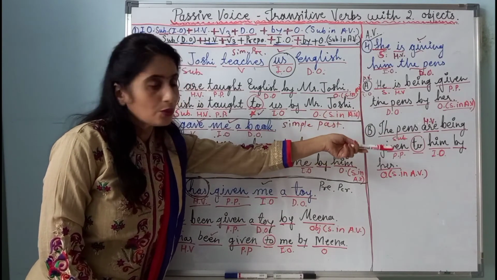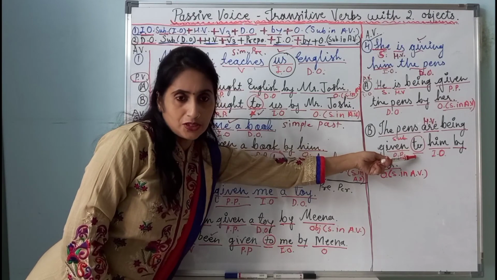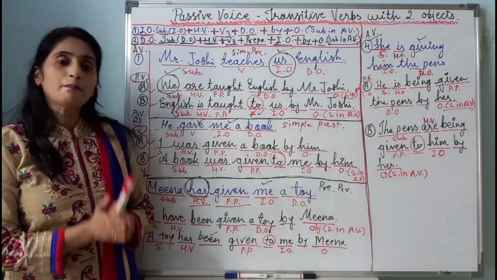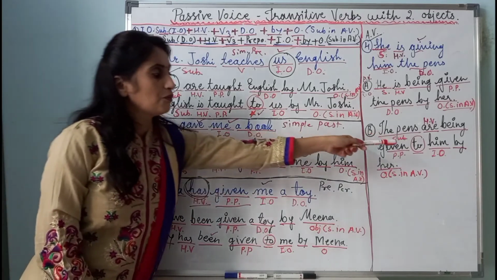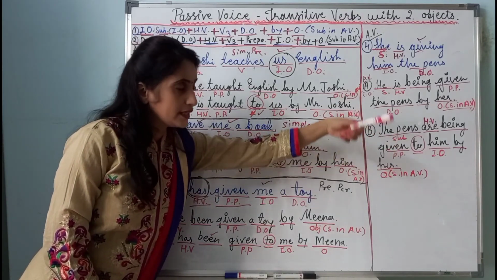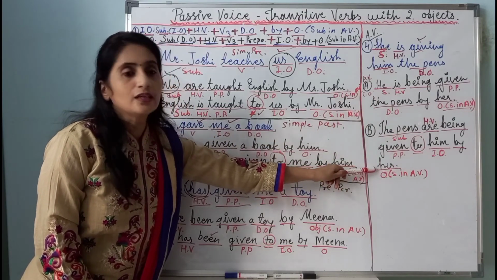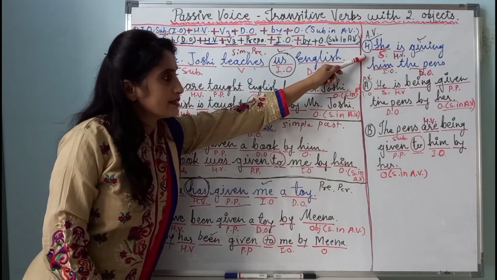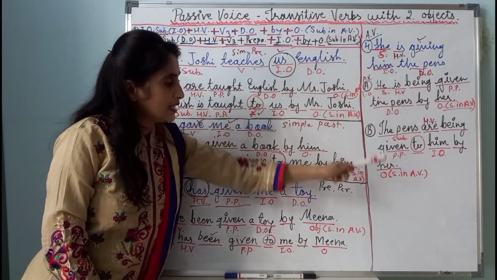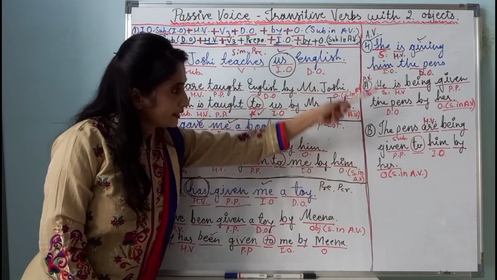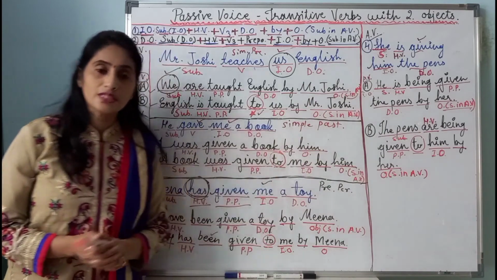To whom? To him. And so to is used. Here also we have to make use of an appropriate preposition before the indirect object. Then according to the structure, put by and finally the object. In this sentence, the subject is she and it becomes her in passive voice. Okay, so in this way, we have to convert the sentences.